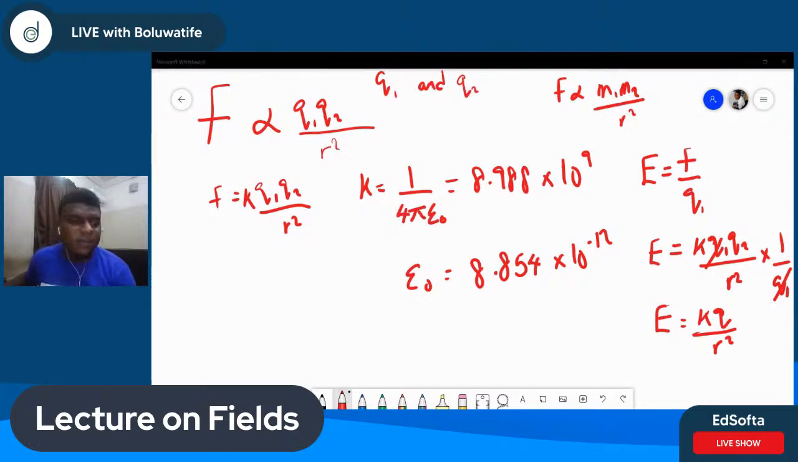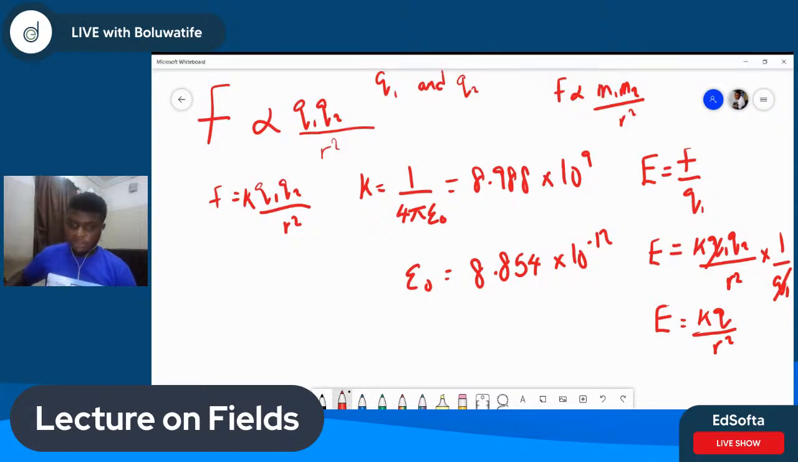Another formula that you need to remember is electric potential. Electric potential is defined as the work done per coulomb in moving a positive charge from infinity to a point. Remember, work done is also force times distance. So what we are doing here is, you can derive the formula.